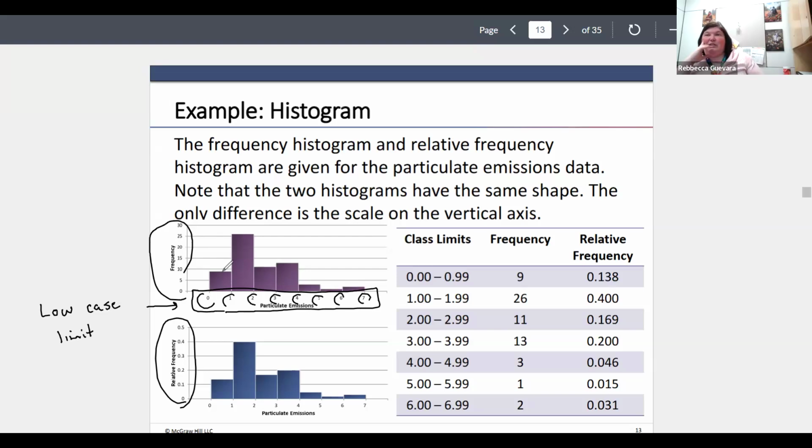Part of what we like about these is they give us this overall idea of what's going on in our data. So you see it goes up, comes down into a little bump here. What we see is that cars with a lot of emissions, like the 6s and the 7s, are not very common. They tend to be lower emissions.